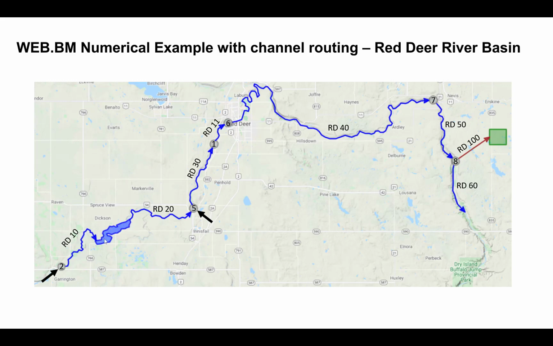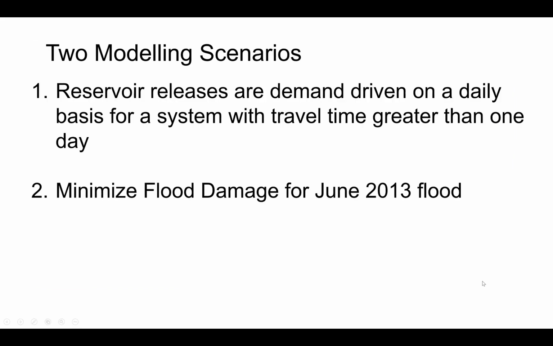We have a simple system with one reservoir and its inflow, one additional inflow from a tributary downstream, several river reaches through which we have to route the flows, and a downstream diversion from node 8, which is located more than 1 day of travel time from the reservoir. There's also routing through the city of Red Deer, which is one of the major cities in the province of Alberta in Canada. There are two modeling scenarios here.